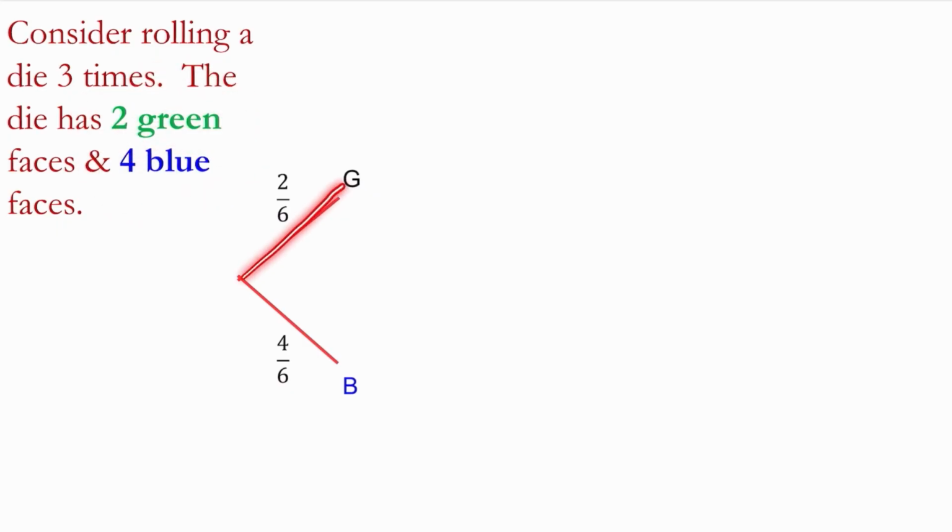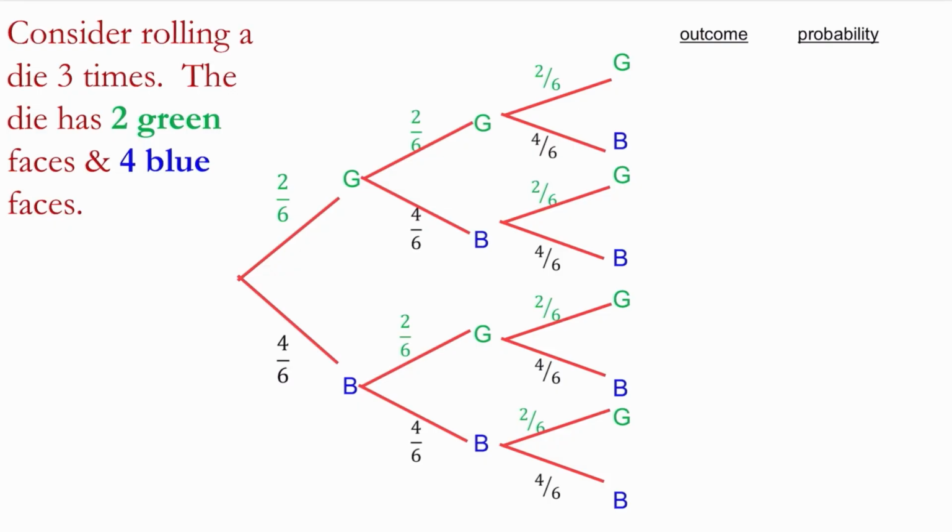So the probability of getting a green in the first roll is going to be 2 out of 6, and the probability of getting blue in the first roll is going to be 4 out of 6. And carry on with our tree diagram as we see here. So getting green, then green, then green would be those branches, green, then blue, and so on and so forth.